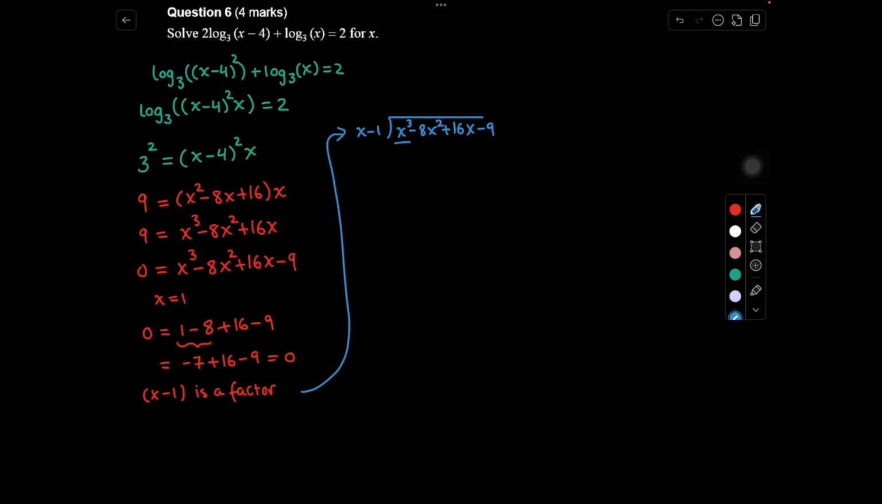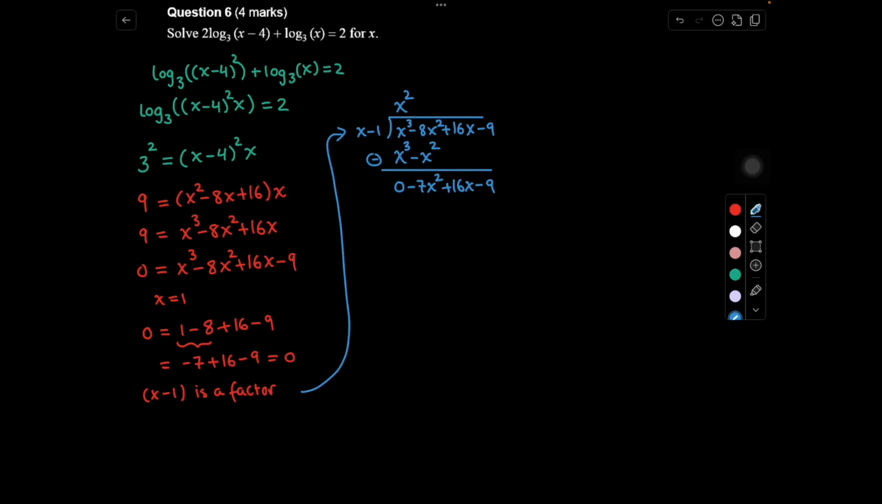So x cubed divided by x, that's going to give us x squared. Then you multiply this, so you get x squared times x gives us x cubed, and then x squared times negative 1 is negative x squared. Then you subtract. So x cubed minus x cubed is 0. Negative 8x squared minus negative x squared is plusing the x squared, so that gives us negative 7x squared. And then the rest just come down.